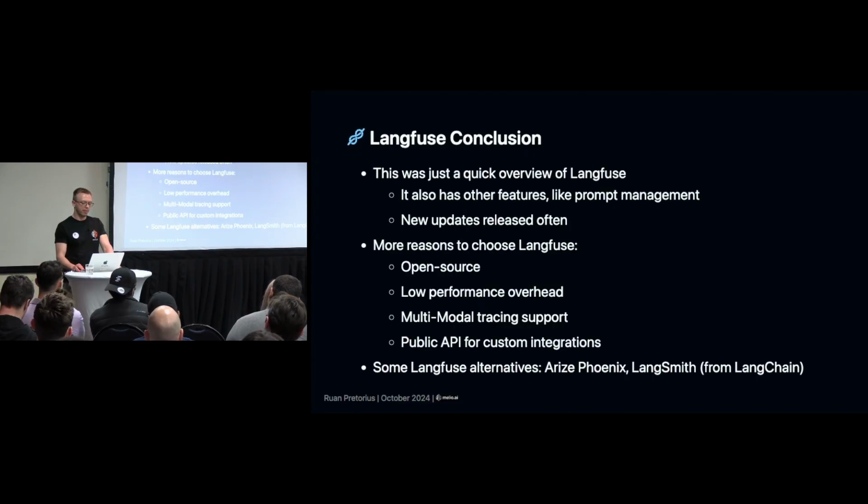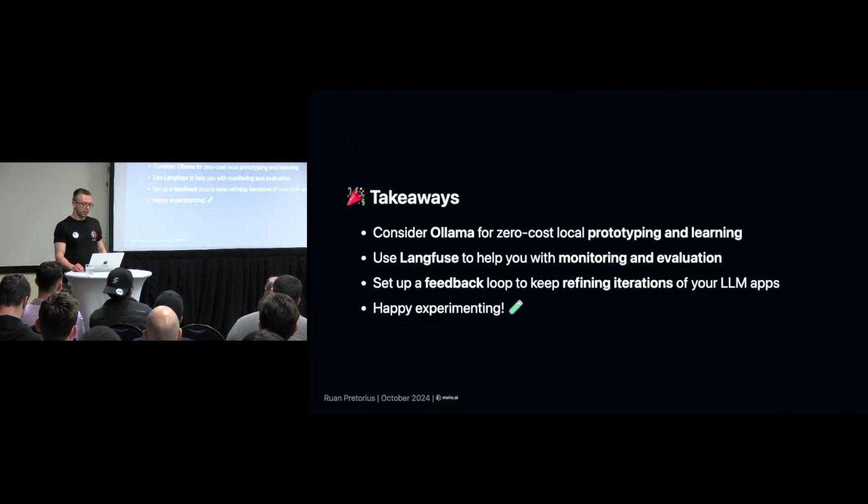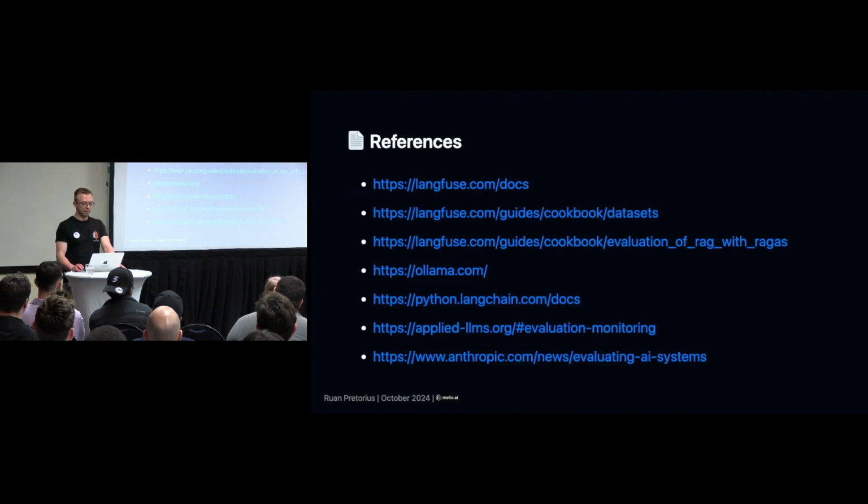So yeah, and finally, there are some alternatives to this as well, so you don't have to use Langfuse. Some are Arise Phoenix or Langsmith. I think Langsmith was like the OG of this. But yeah, so consider Ollama when you want to do some zero-cost prototyping and learning, and Langfuse if you want to help with monitoring and evaluation, to set up this nice feedback loop which you can use to iteratively refine your apps. So yeah, happy experimenting.